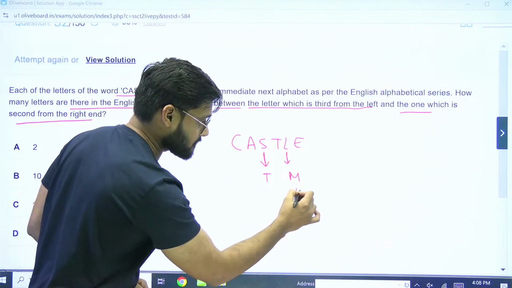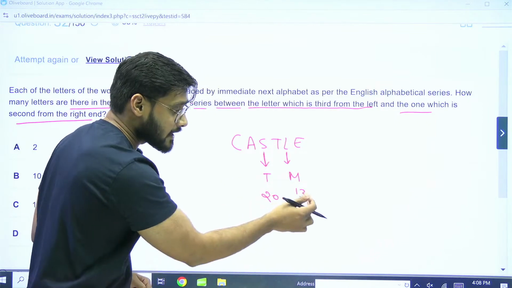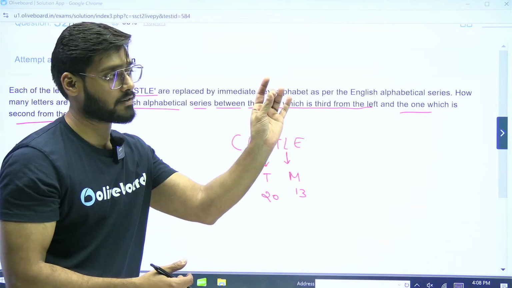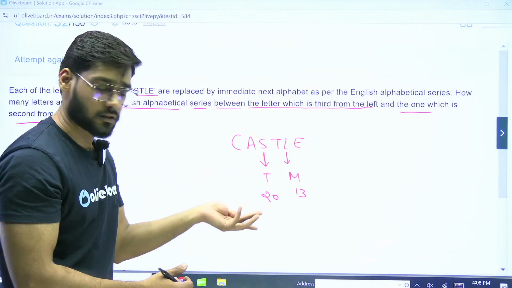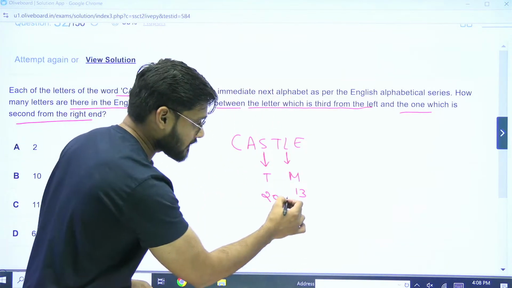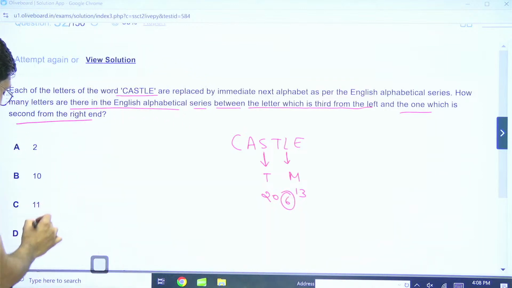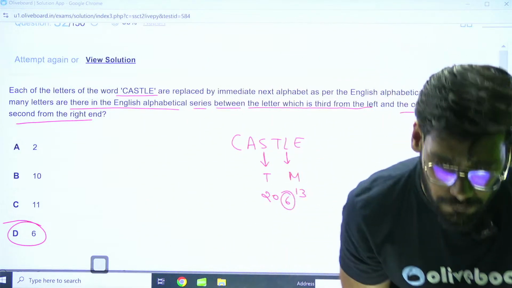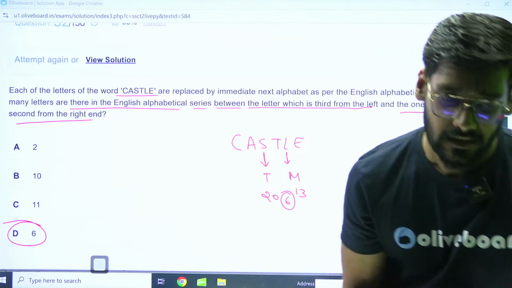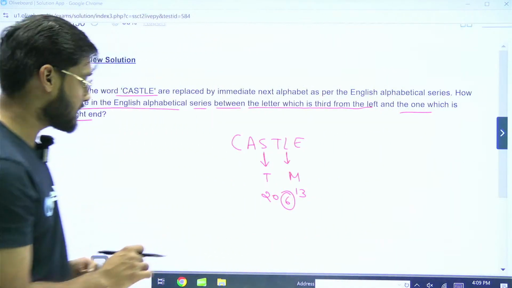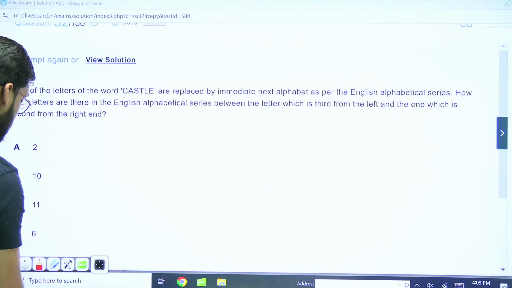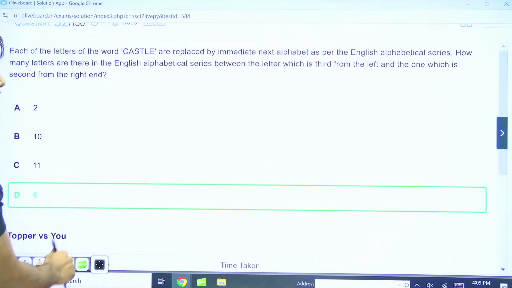M comes at 13, T comes at 20. Between 13 and 20, how many numbers are there? There are 6 numbers: 14, 15, 16, 17, 18, 19, and 20 is the desired number. So 6 letters will come, and hence the answer is option D, 6. Let's mark option D. D, 6, is the right answer.